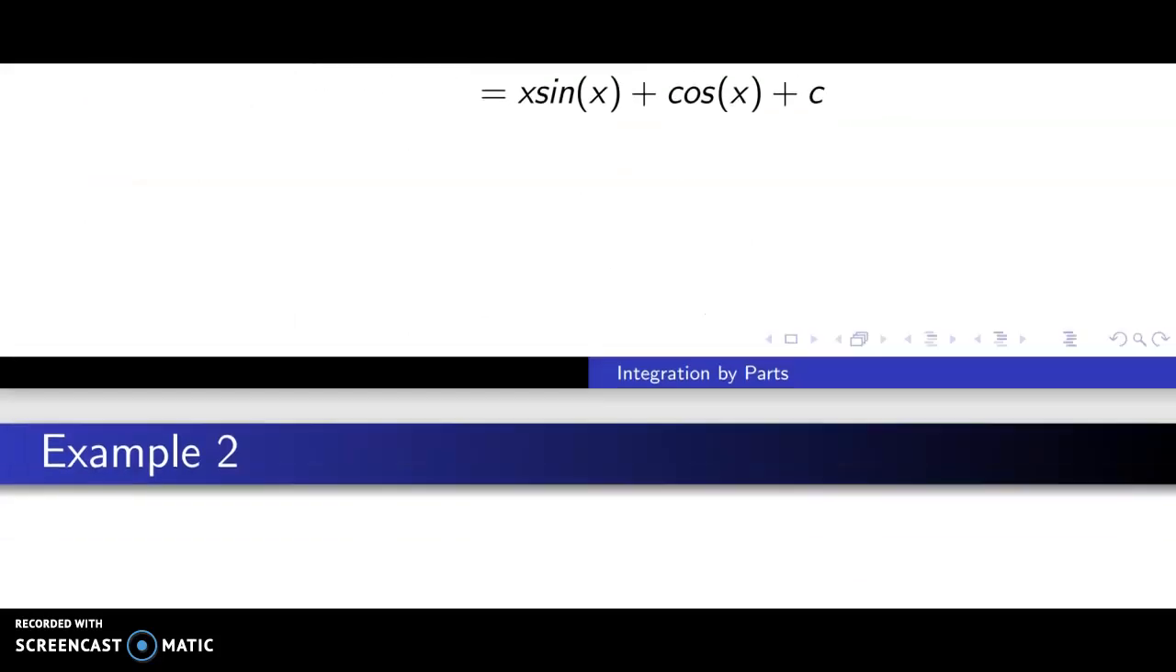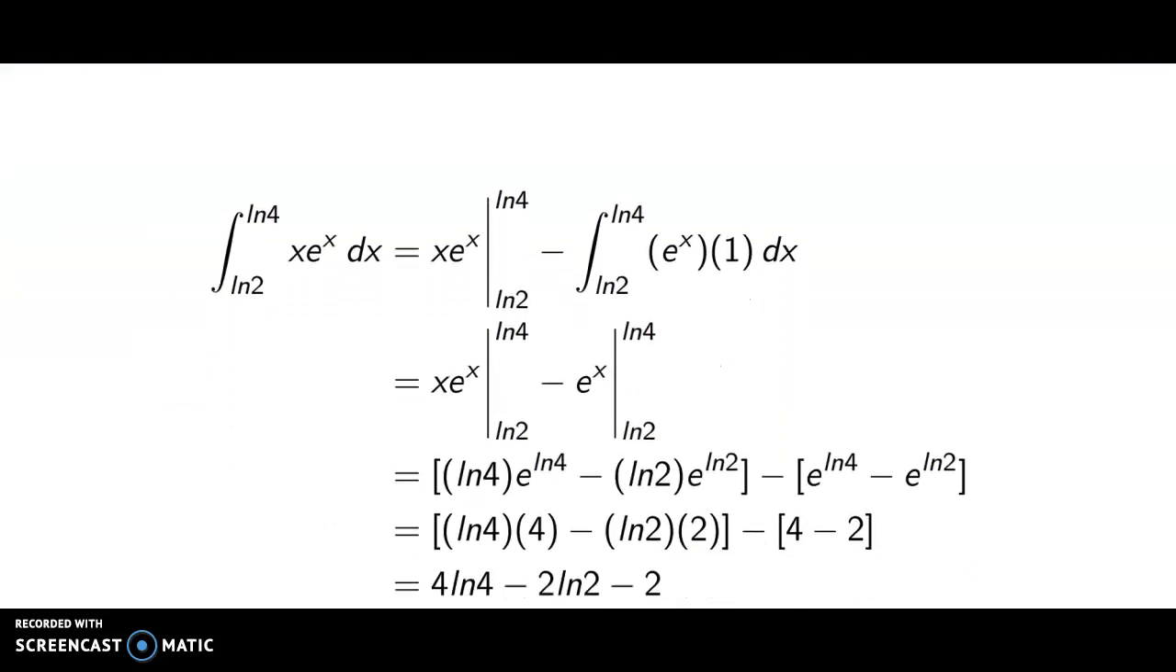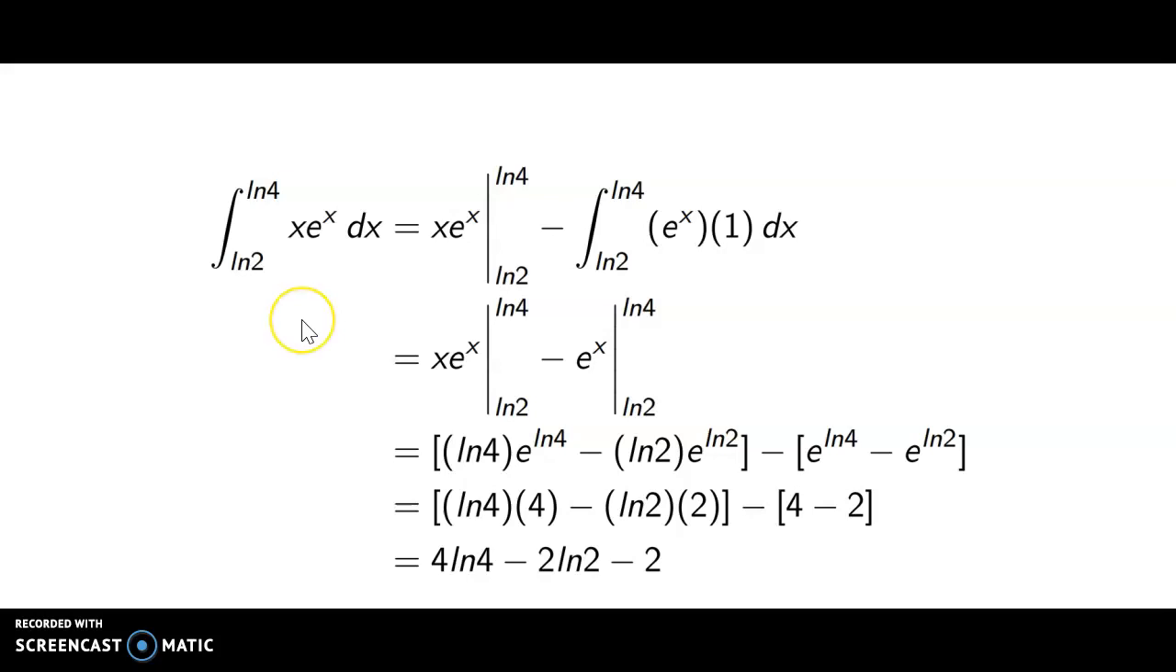Now we go to the second example. This example is the antiderivative of x times e to the x from log 2 to log 4 dx. At first, we have to choose which is u and which is dv/dx. For this example, I will choose u to be x and dv/dx to be e to the x, and then we can get u prime equal to 1 and v equal to e to the x.